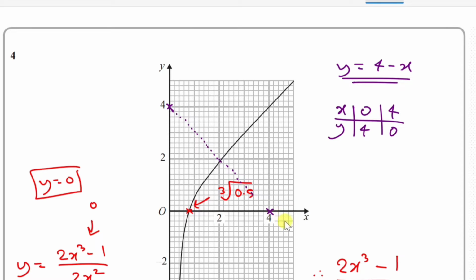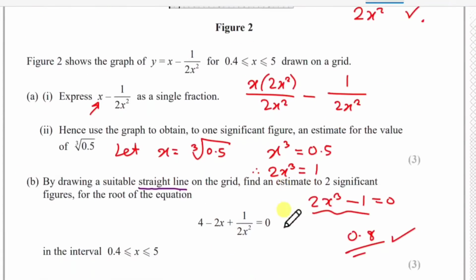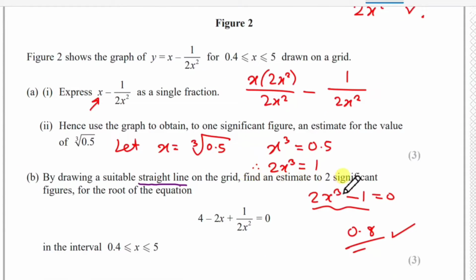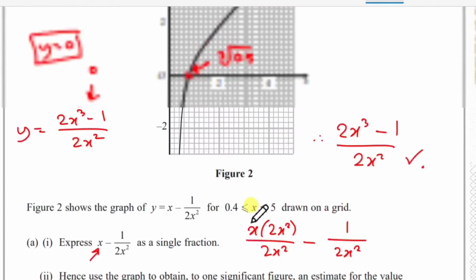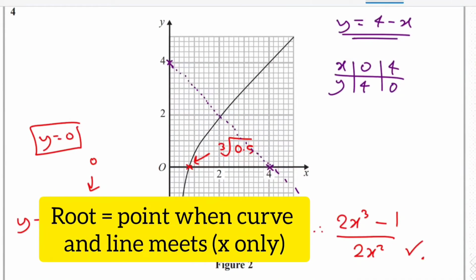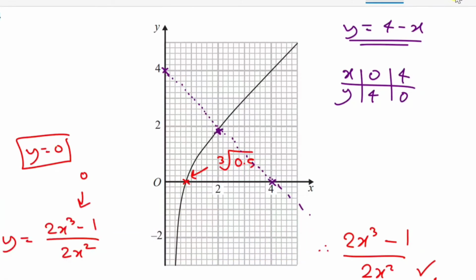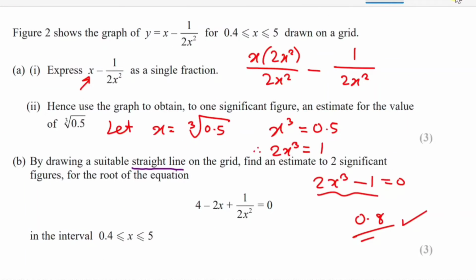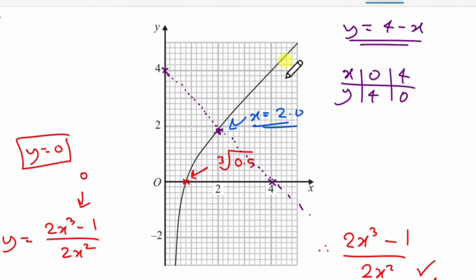Going back to the question, it says find an estimate to two significant figures for the root. When they say the root, it means when does it cross the curve? Well, it crosses around here. So we can see that this is literally crossing around when x is 2. So that's our solution. So x is basically 2. But let's say 2.0 because I think they said two significant figures. Yep, so 2.0. If you wrote 2.0, you should get a mark. And that's it.